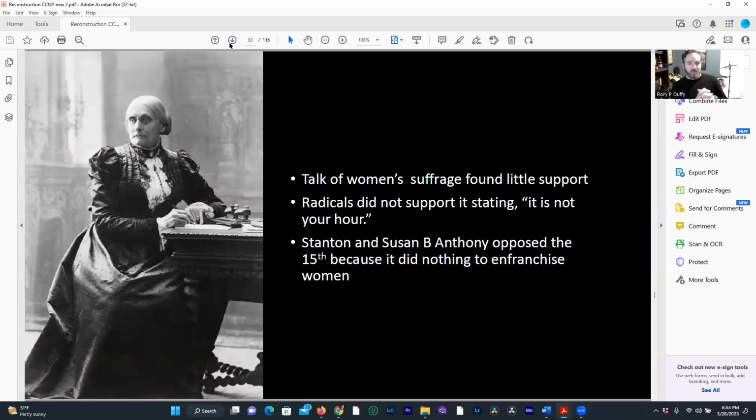Talk of women's suffrage found little support, especially coming out of the Civil War, right? The radicals are like, we got so much on our plate right now. They did not support it, as I mentioned before, saying it is not your hour. Elizabeth Stanton and Susan B. Anthony opposed the 15th Amendment because it did nothing to enfranchise women. They had the opportunity to add a couple of words, right? Or, gender, just one word, gender to the 15th Amendment, one word, and they chose not to.